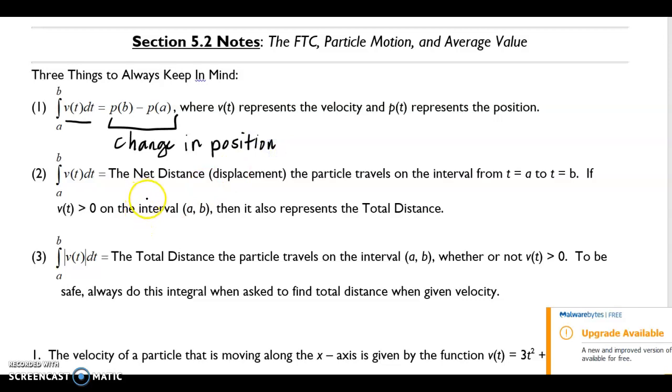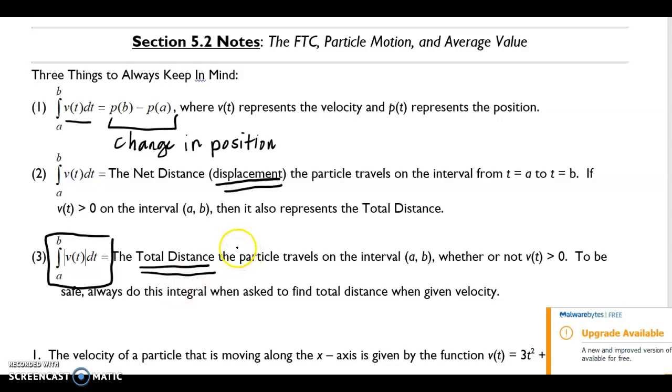We have a specific name for that change in position. It's called net distance or displacement. Most often you're going to hear it as displacement. That's just how far removed you are from your starting point. If your velocity is positive, then that will also be your total distance. But if your velocity is not always positive, then you really want to focus on this equation here, the integral from a to b of the absolute value of velocity. That's the total distance that the particle travels.